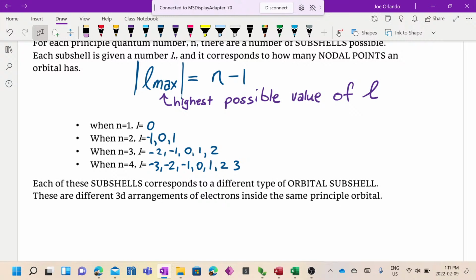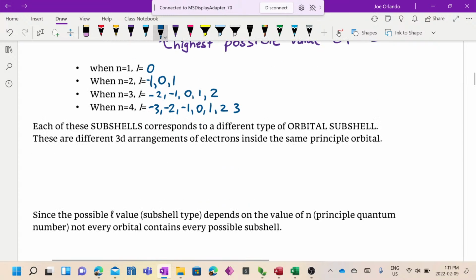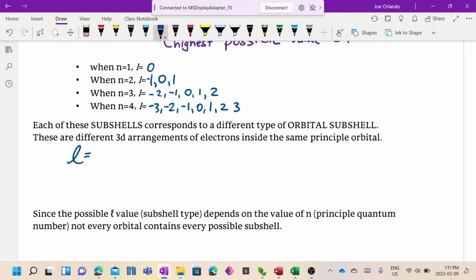Each of these subshells corresponds to a type of orbital. You can think about this as being a type of house. Does that make sense? In the first street, there's only one house, but not just that. L is a type of house. When L equals 0, we call that an s orbital.